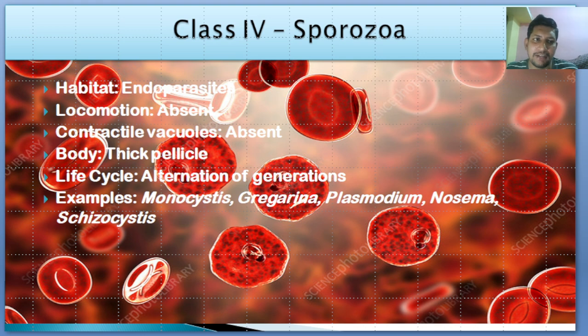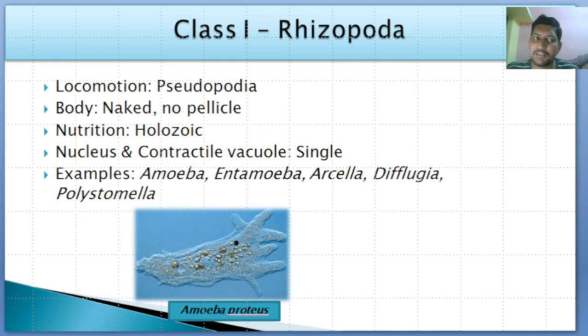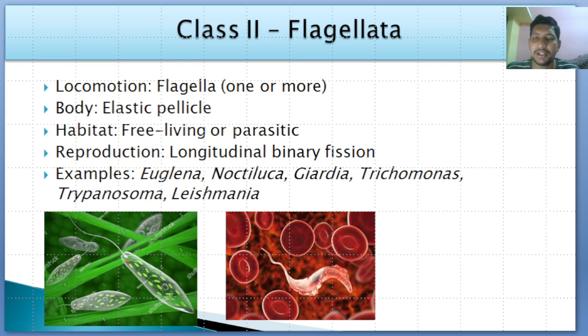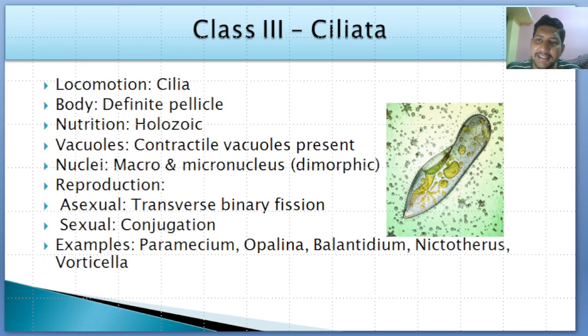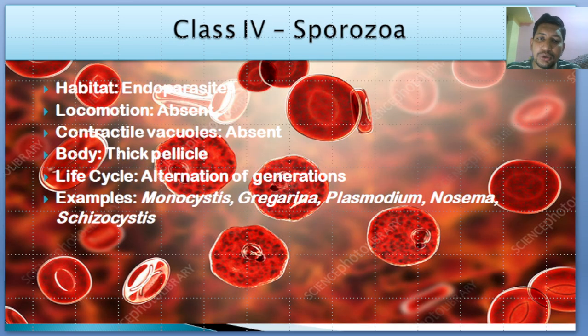I will revise once again. In case of Rhizopoda, the locomotory structures are pseudopodia. In Flagellata, the locomotory structures are flagella. In Ciliata, as the name indicates, cilia are locomotory organelles. In Sporozoa, they don't have any locomotory organelles. The locomotory structures are entirely absent, so you can say these are non-motile protozoans.